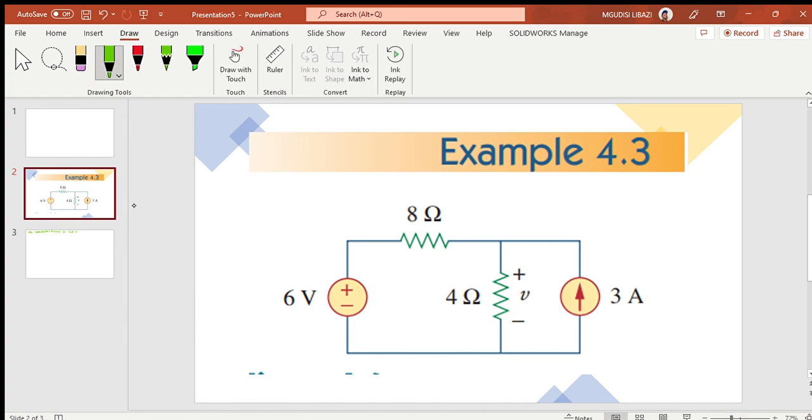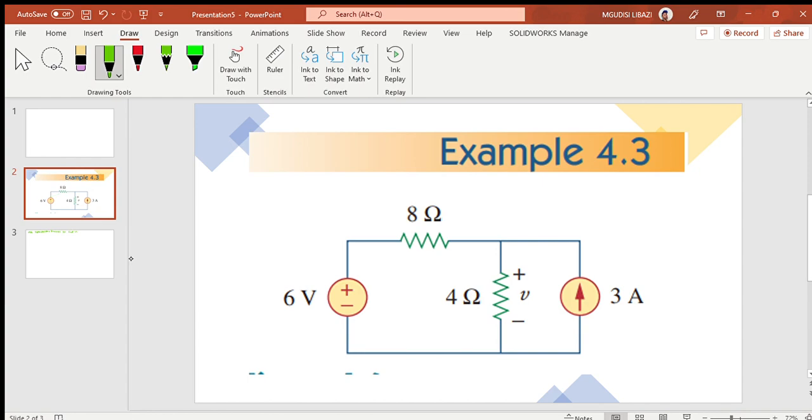What we can do here is go through the example quickly. We can close one source and then open another one. A quick explanation is that in superposition we remove one source and calculate the voltage via the other source, and then we calculate the voltage via this source and remove that source. That means we calculate with the independent sources.